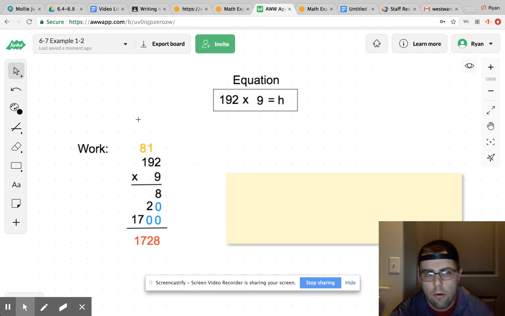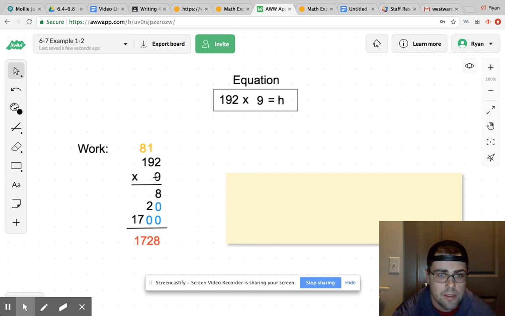So we have work, and I know I have a ton of different colors on here. The reason I did that is because I wanted to sort of break up the step-by-step process so you weren't getting confused with all one certain color. So we have 192 times 9 in black. Our first step is to do 2 times 9. 2 times 9 equals 18. I put an 8 down and a 1 up.